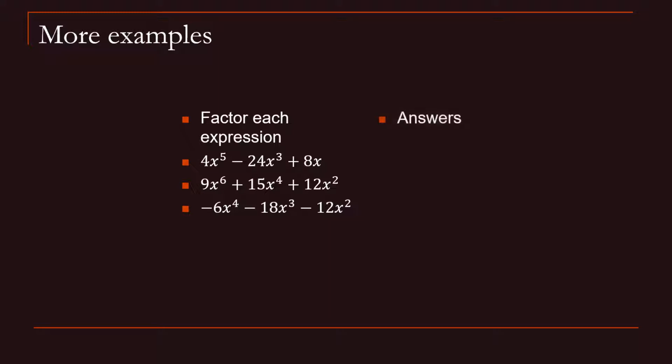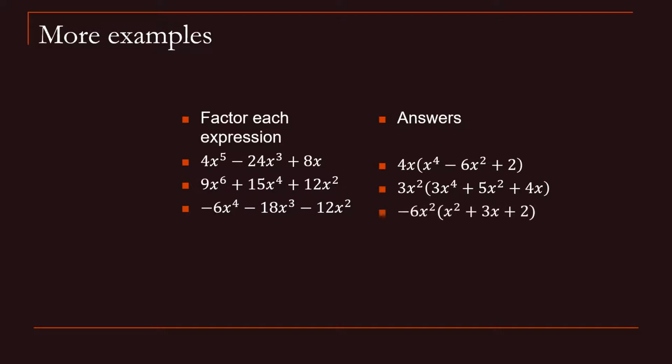Here are your answers. In the first one, we can factor out a 4 and an x, and we're left with x to the fourth minus 6x squared plus 2. In the second one, we can factor out a 3 and an x squared. And in the parentheses, we're left with 3x to the fourth plus 5x squared plus 4x. In the third one, we can factor out a negative 6x squared. And we're left with x squared plus 3x plus 2.